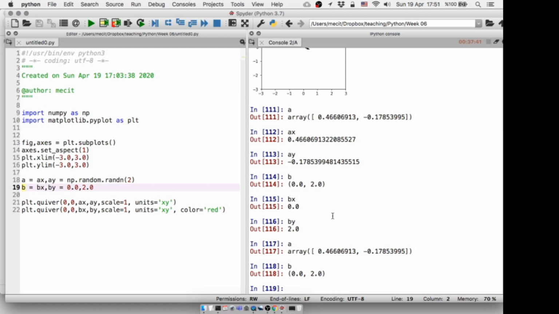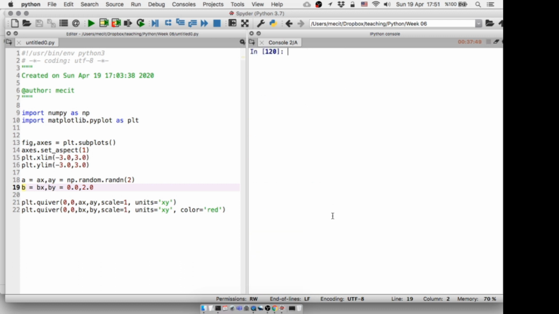That makes programming and modifying code much easier. So let's do that. Let me clear the console. I want to now find the length or the magnitude of a vector. For that, I want to do a function.